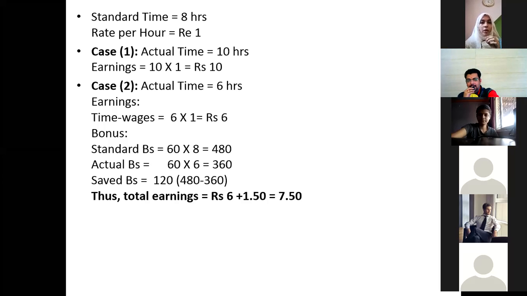Actual Bedoks are 6. Then 60 into 6 is 360 Bedoks. In case 2, we got 6, and saved 360 Bedoks. Then the time saved is 480 minus 360, that is 120. That is total. Then how much is total earnings? Total earnings is equal to 6 plus 1.50, that is 7.50. Very easy. Yes, sir.